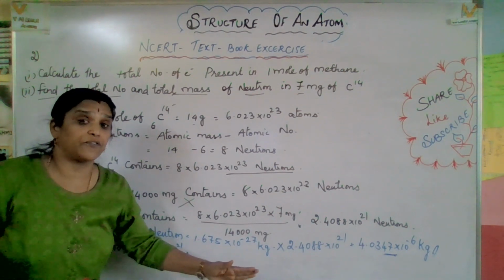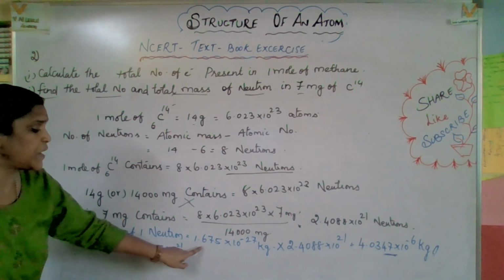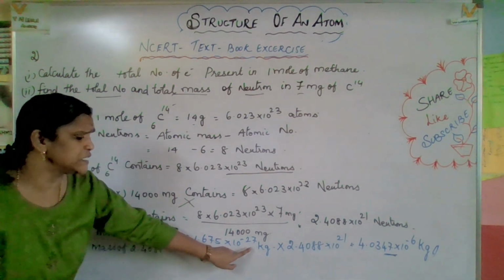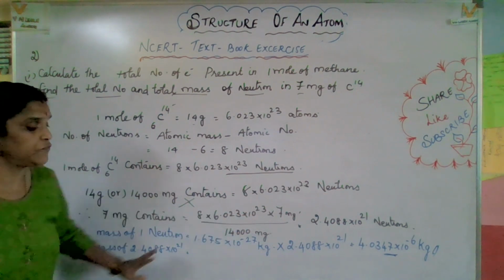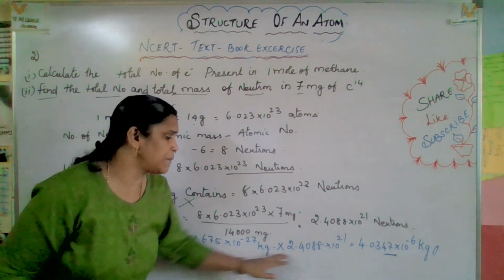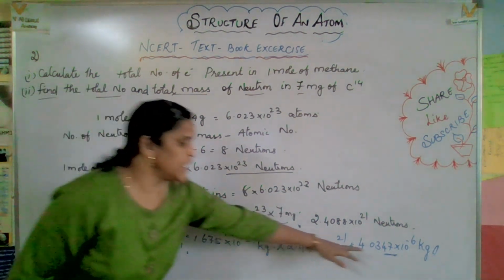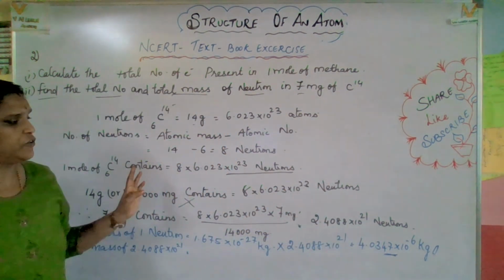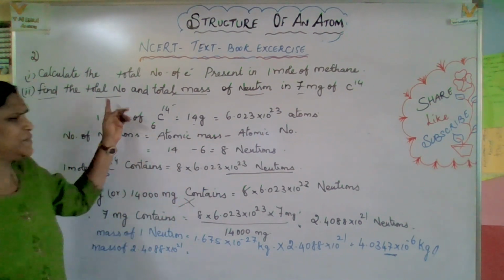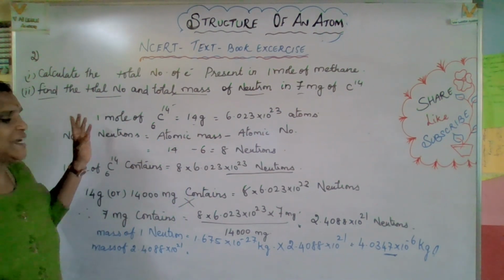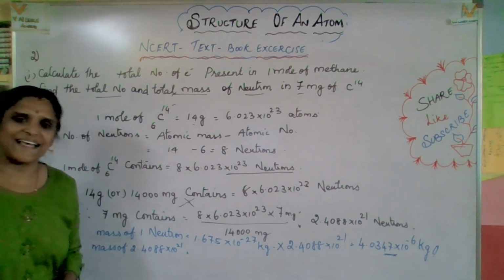Now we have to find out the mass of neutron. 1 mass of neutron equal to 1.675 into 10 to the power of minus 27 kg. Therefore, this much neutrons, how much mass? So if you multiply these, you are getting this one. This is kg and that is the number of neutrons. This is a step by step process. Hope you are clear. The question is very easy, but you have to follow the steps so that you can easily understand.